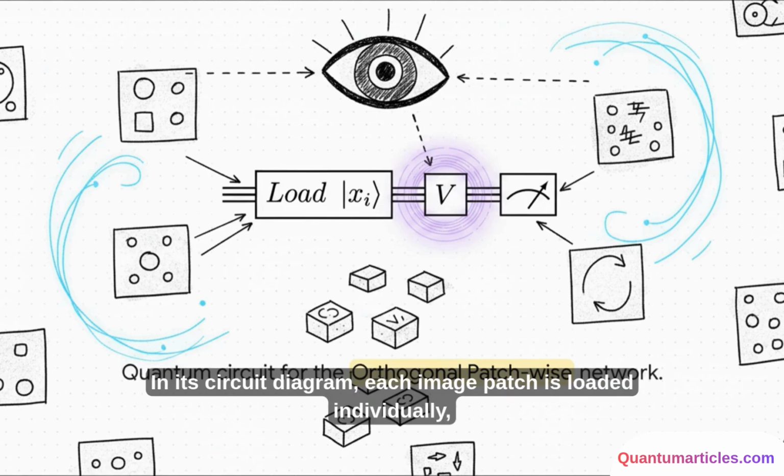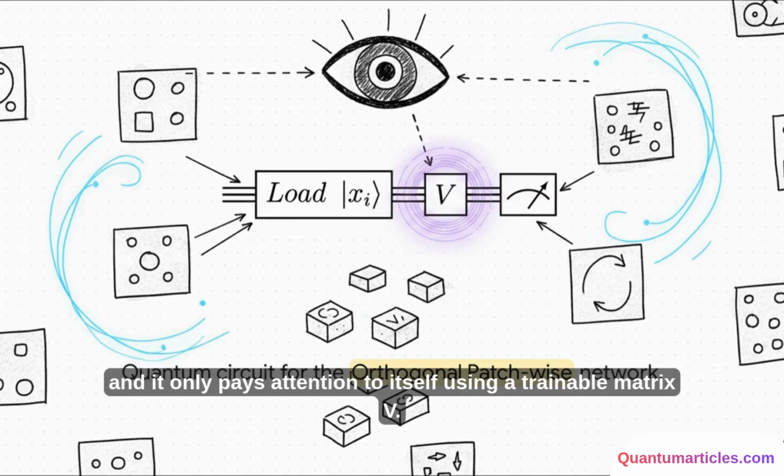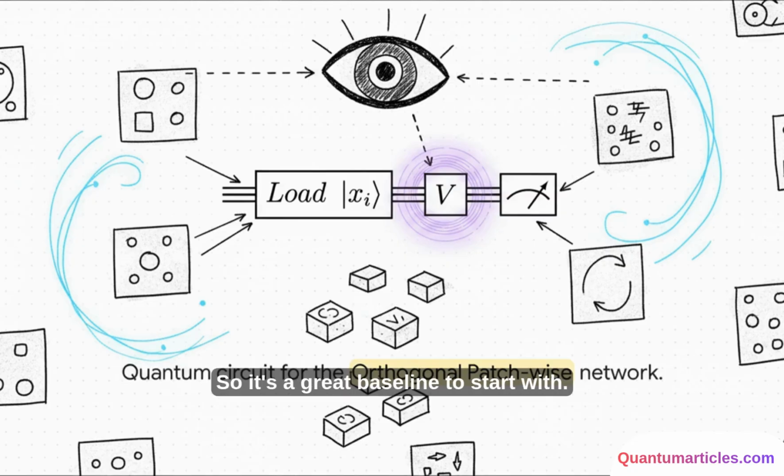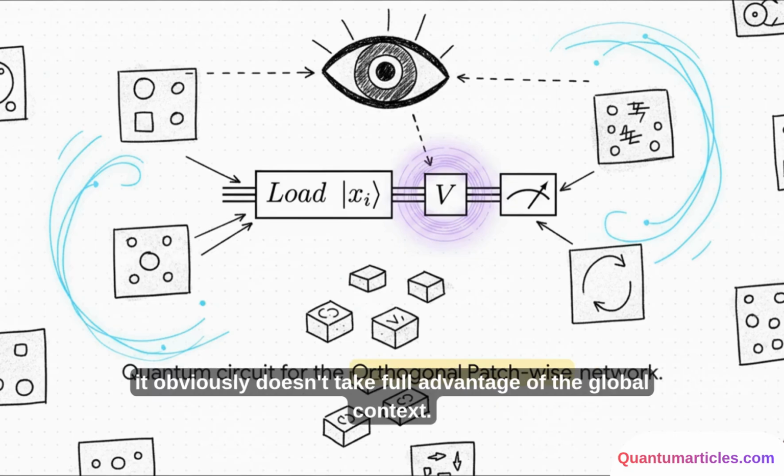In its circuit diagram, each image patch is loaded individually, and it only pays attention to itself using a trainable matrix V. So it's a great baseline to start with, but it obviously doesn't take full advantage of the global context.